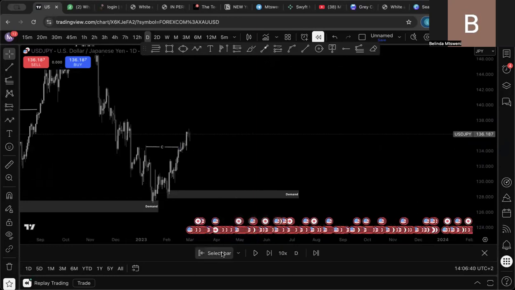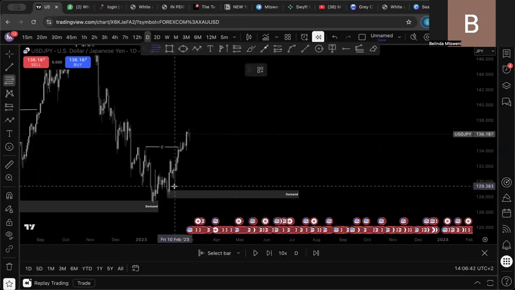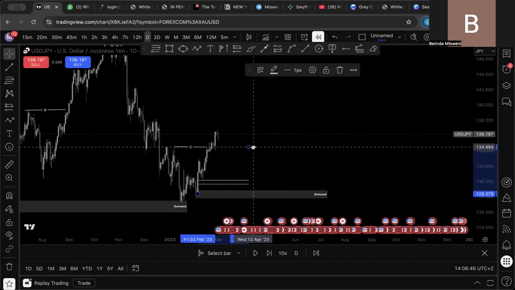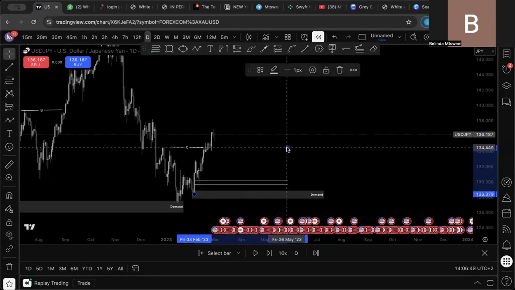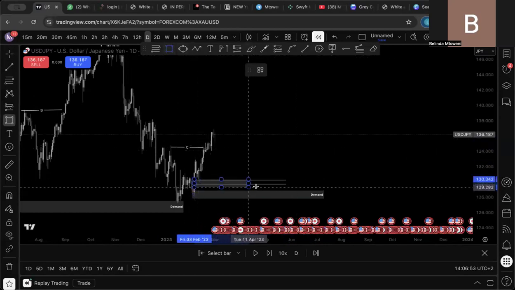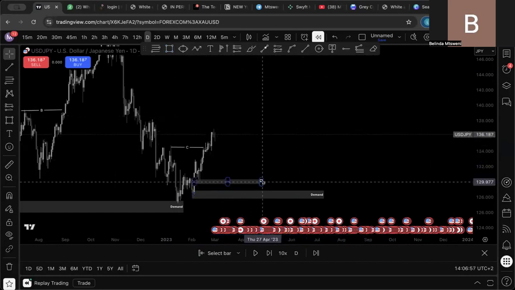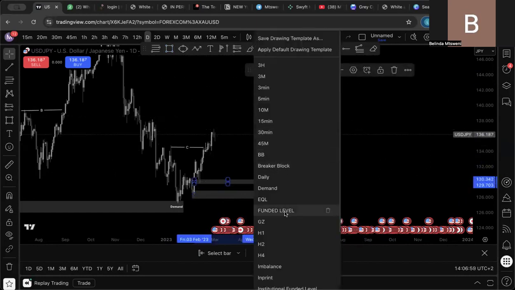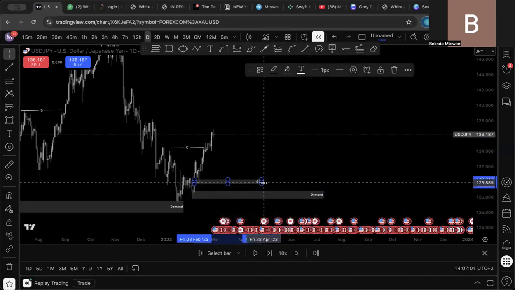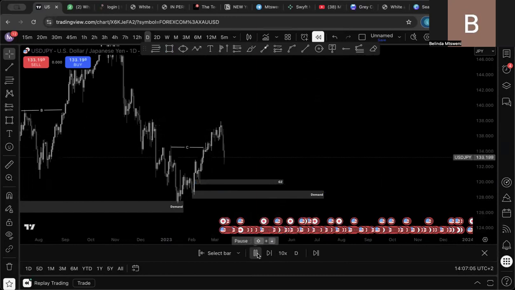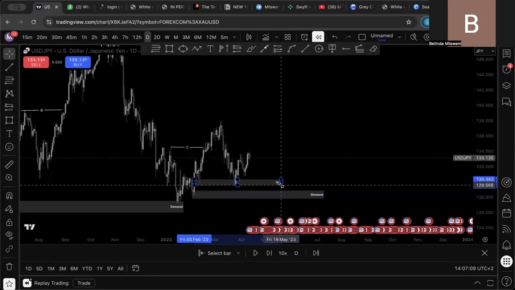Now how I was going to go about my entries is that I was going to take my fib from this low to this particular high like this. Meaning that this was going to be our golden zone entry over here, based off the daily time frame. And then let's see what price does afterwards. Price initially comes back and taps us into our golden zone.